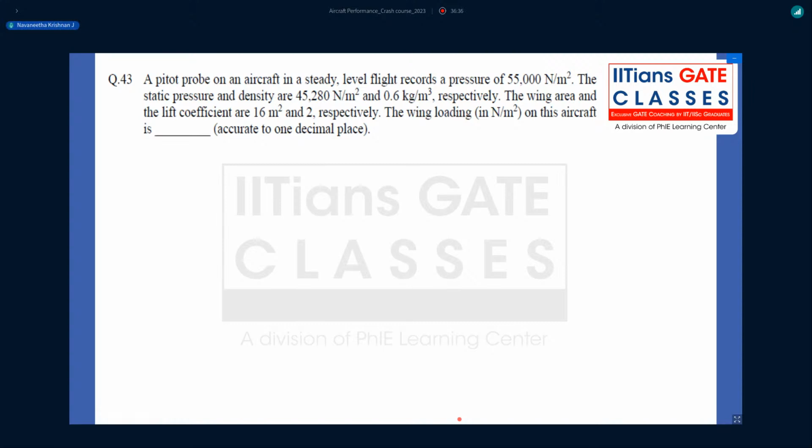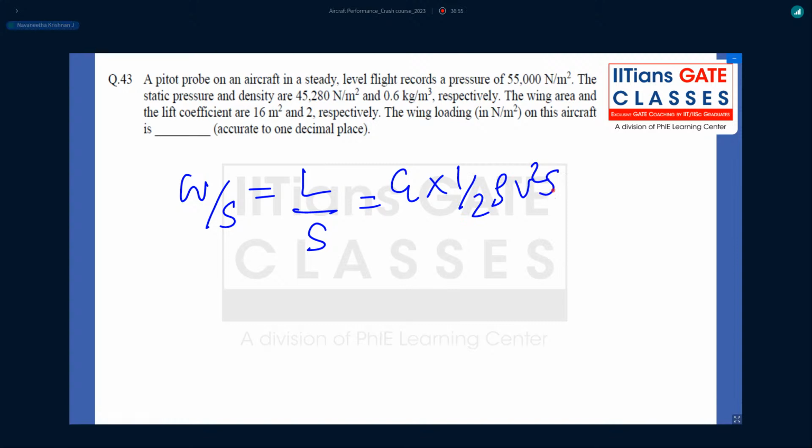They asked us to find out what is W by S. That is called wing loading. For a steady level flight, W can be written as lift. Lift divided by S, that's what we are learning. Lift can be written as CL into half rho V square S divided by S. So CL into half rho V square. Yes, correct. 19440 Newton per meter square.